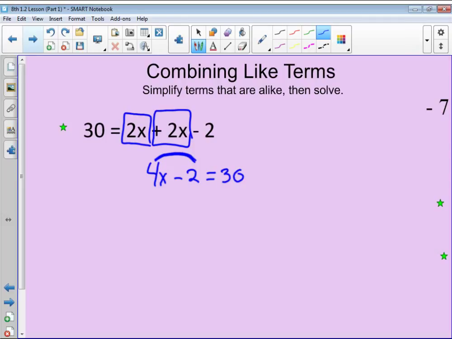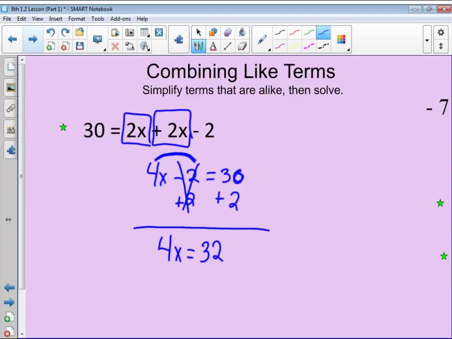Now we're going to go back to what we did on our previous slide. We have to get rid of any non-variable. So right now it's -2, plus 2, plus 2. We have 4x left equals 30 plus 2 is 32.